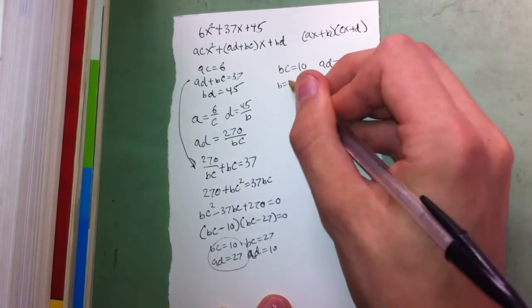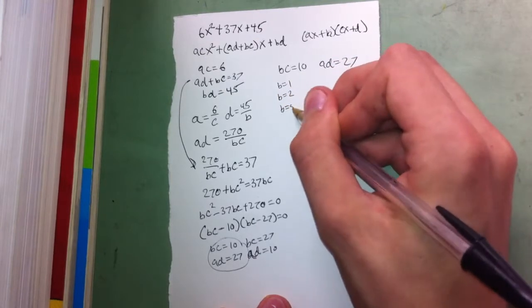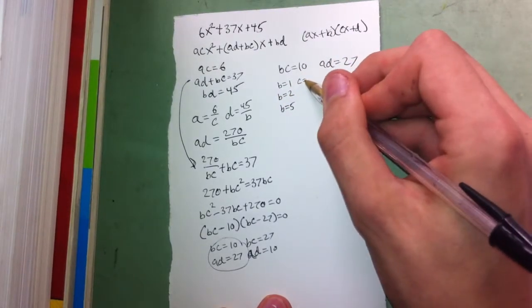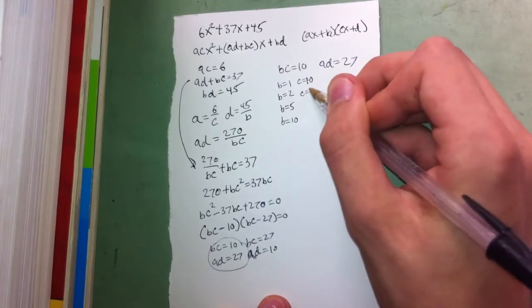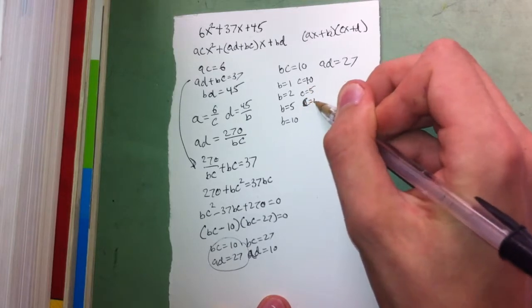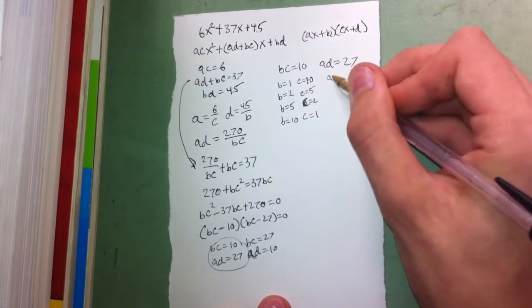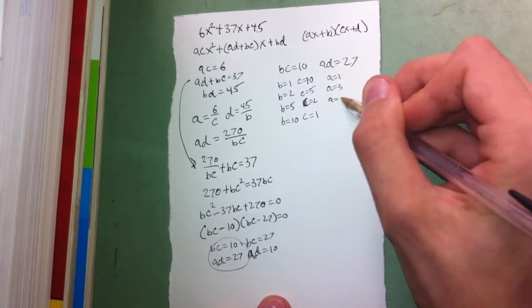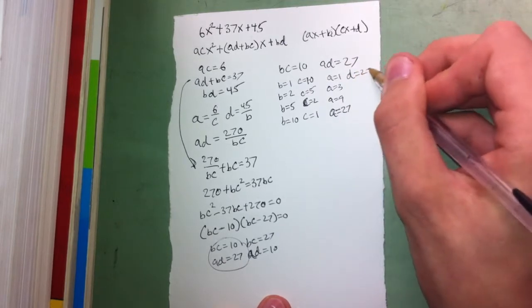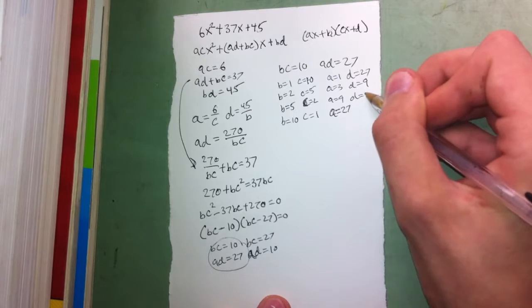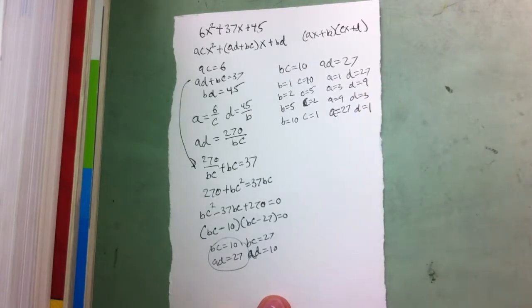So now we're going to write out all the possible values for B, and we're going to pair them with all the possible values that C would have when B takes those values. And then we're going to do the same thing for A. A could be 1, 3, 9, or 27. And so D could be 27, 9, 3, or 1. And we're going to start by using AC equals 6 and see if that'll narrow us down to a solution.